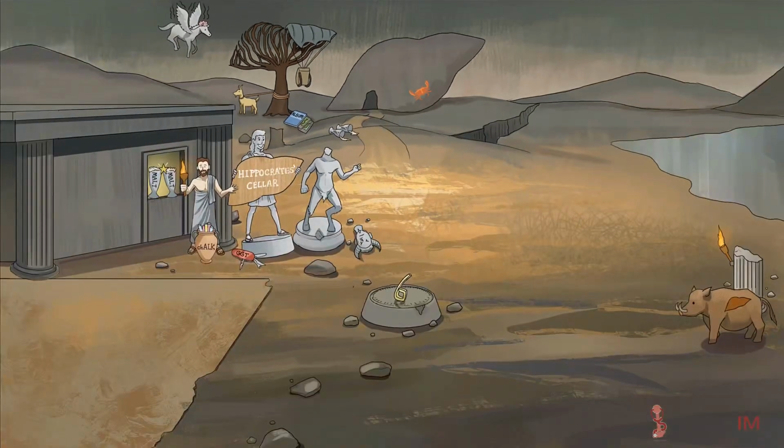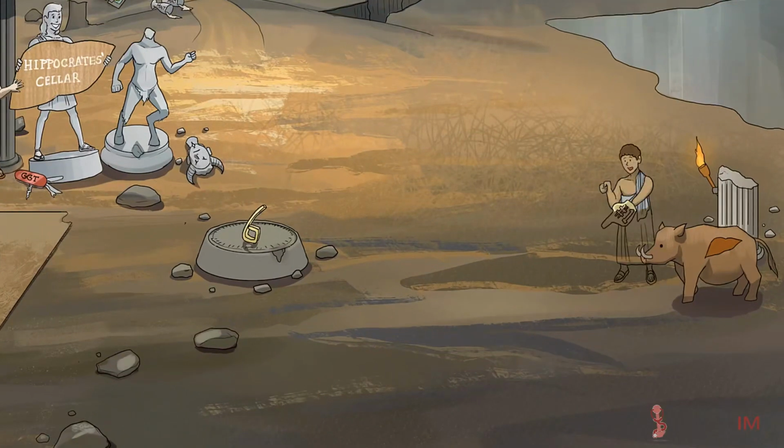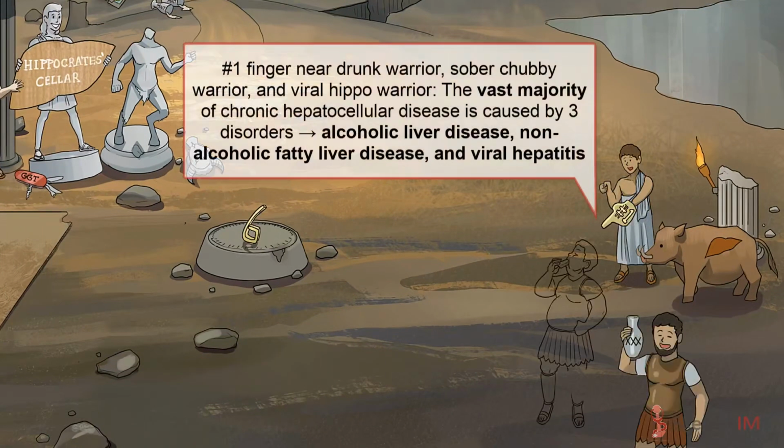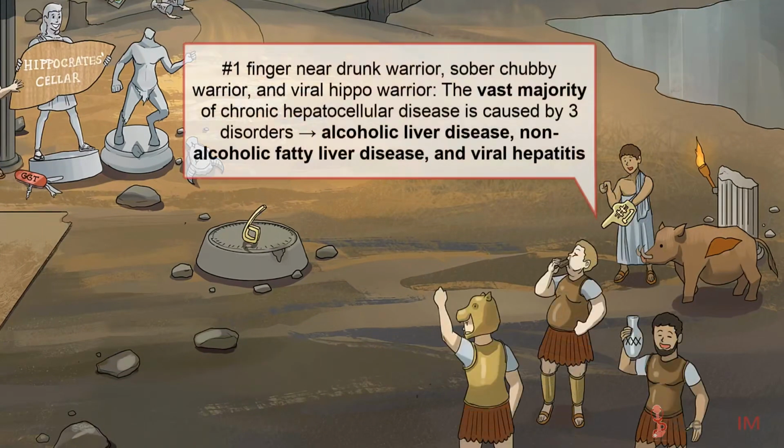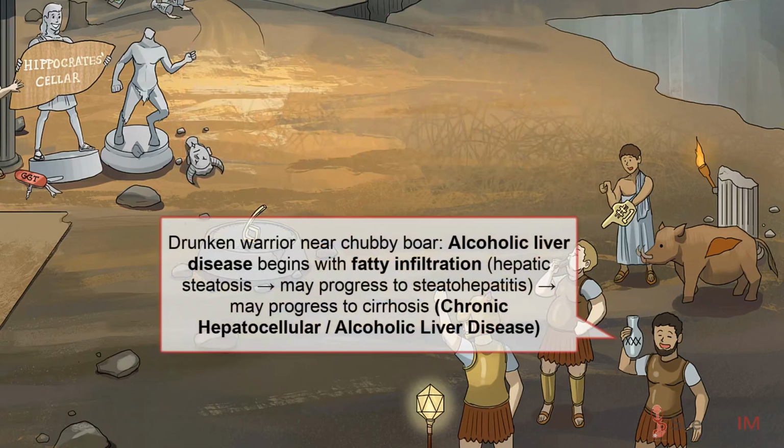That wraps up our overview of the early and late stages of chronic hepatocellular disease. Now, let's move on to our DDX section. As you'll see, there are quite a few causes of chronic hepatocellular disease, but the vast majority of cases are caused by just 3 disorders: alcoholic liver disease, non-alcoholic fatty liver disease, and viral hepatitis. We'll cover these first. First up, alcoholic liver disease.